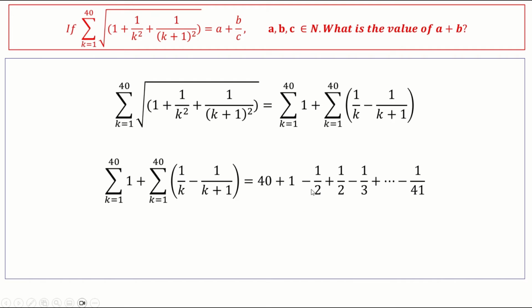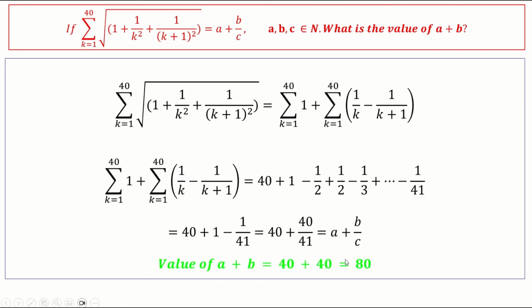If you see this series here, everything gets cancelled except first and last. Okay, so this is equal to 40 plus 1 minus 1 by 41. This is in the form of 40 plus 40 by 41. Okay, so a, b are 40 and 40, right? So a plus b is 80.